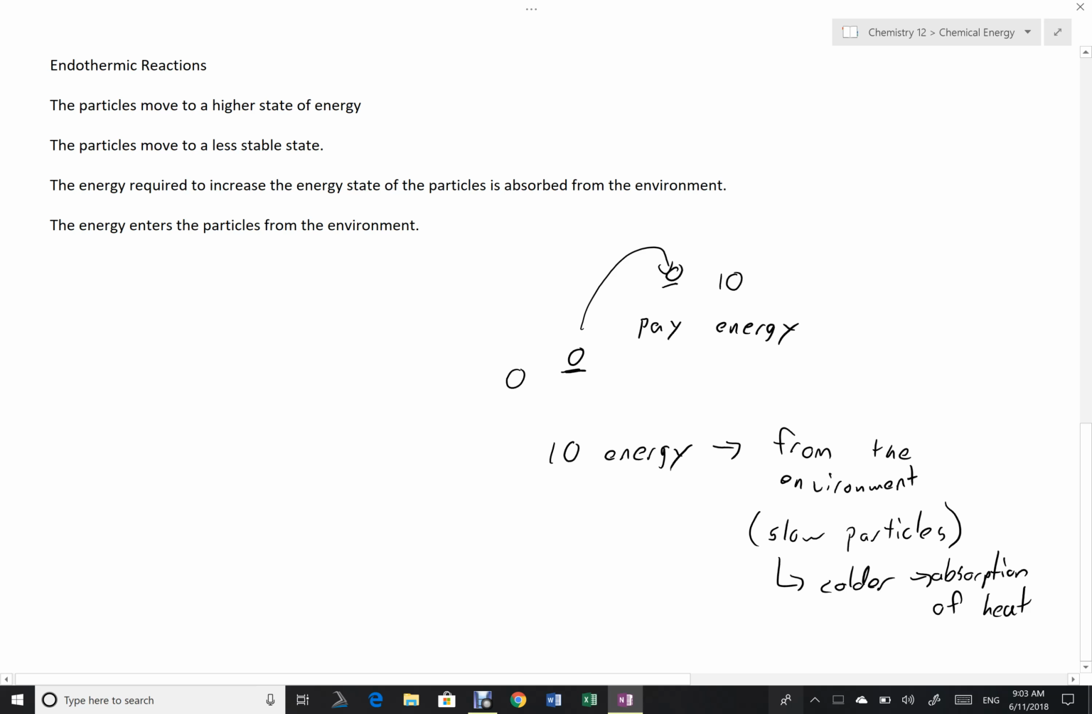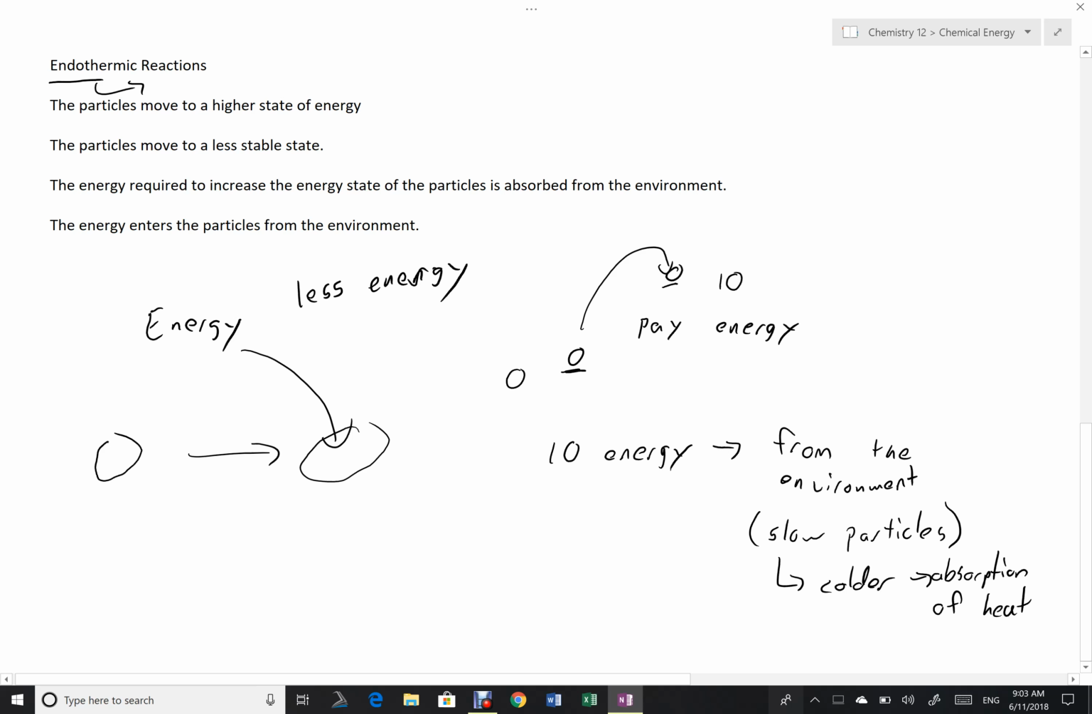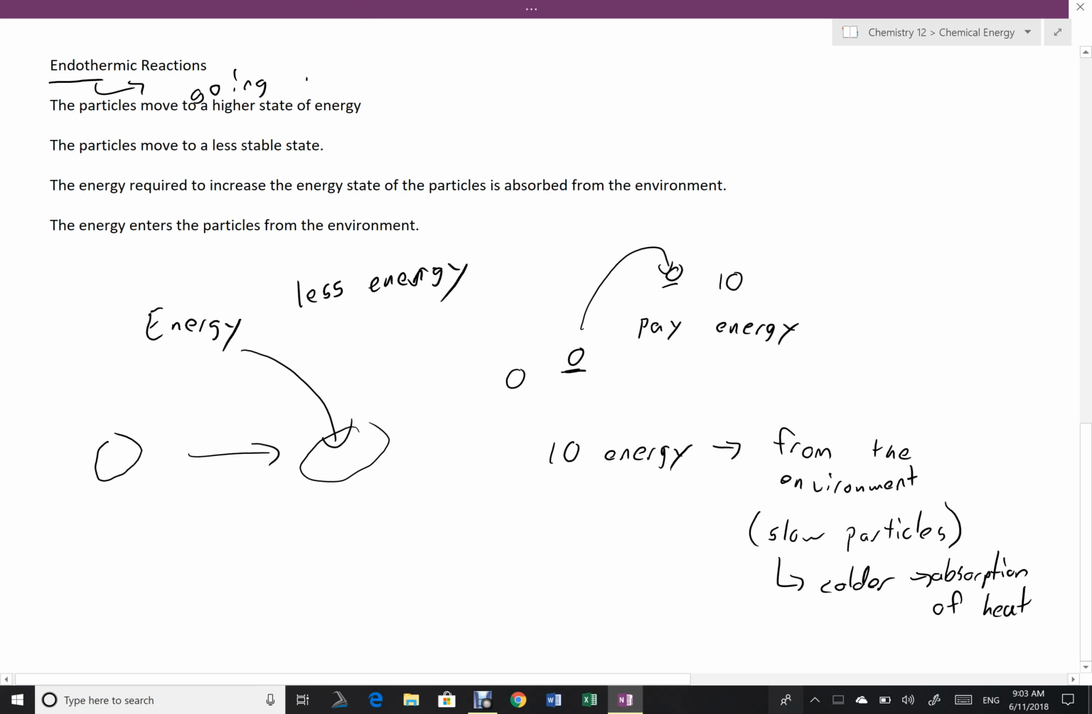So in this case, the energy that was in the environment, here's your molecule and here's its final state, is going to go in here, and so we're going to have less energy in the environment. Endo means going in. So here we say energy is going into the particles. And that less energy is going to be realized by the environment as it getting colder.